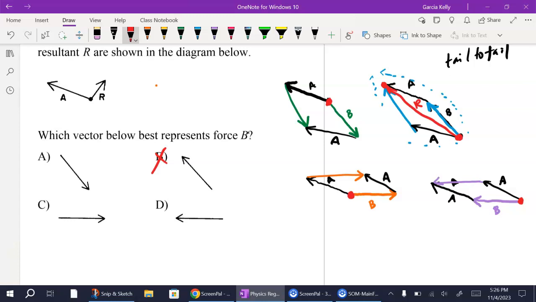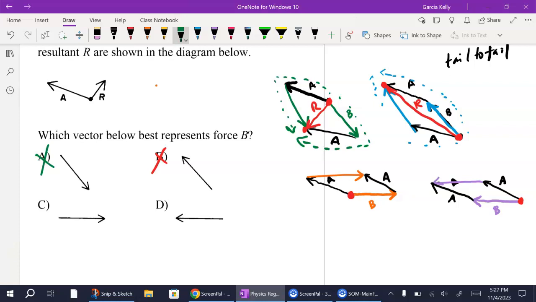If this is my start, everyone agrees to meet up here. My resultant goes this way. You'll see that I could start walking like this, turn over here, I could go like this, end up right there. So this is my resultant in the middle like this. He's pointing down, so it's definitely not this one.